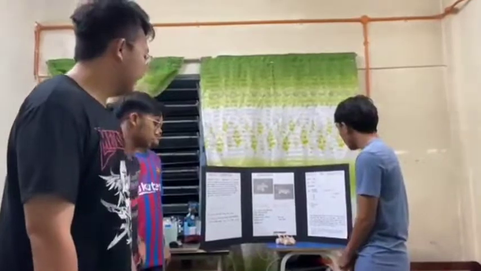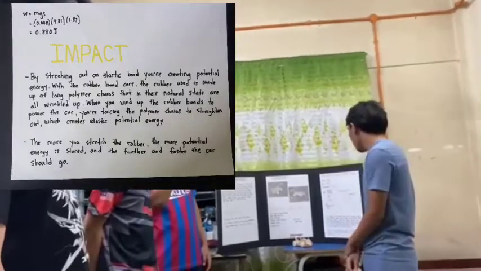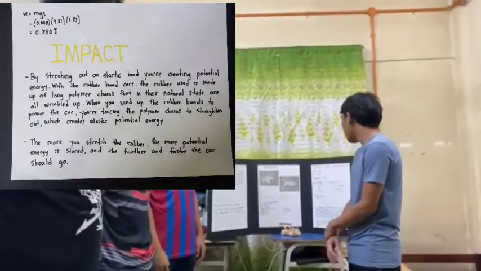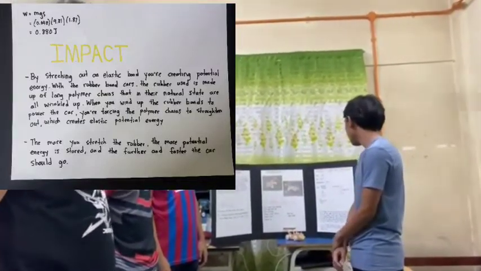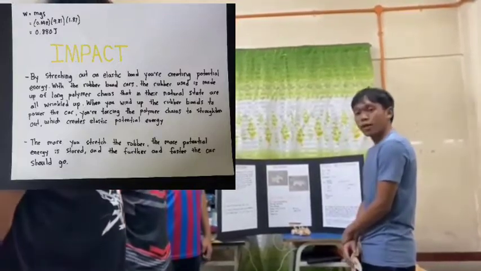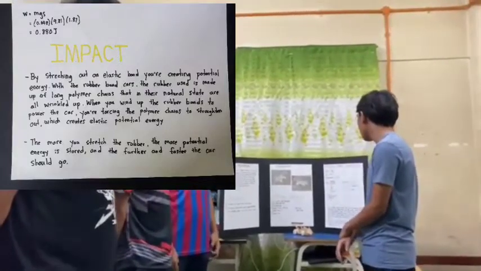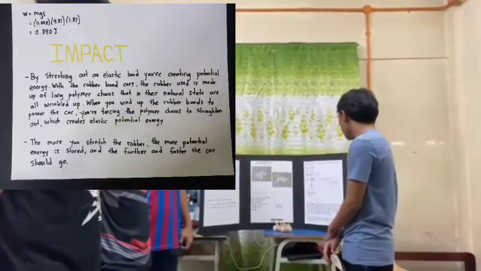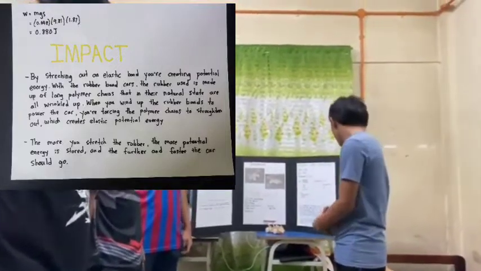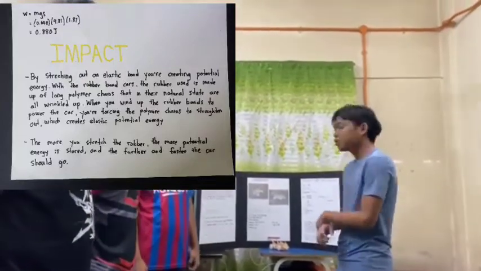So for the impact, by stretching out an elastic band, you are creating potential energy. With rubber band cars, the rubber is made up of long polymer chains that in their natural state are all wrinkled up. When you wind up the rubber bands to power the car, you're forcing the polymer chains to straighten out, which creates elastic potential energy. On the other hand, the more you stretch the rubber, the more potential energy is stored, and the further and faster the car should go.